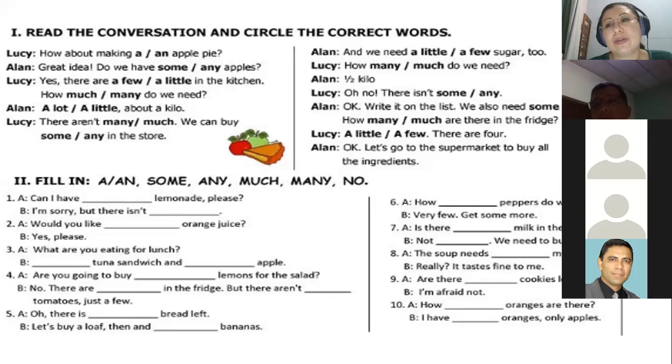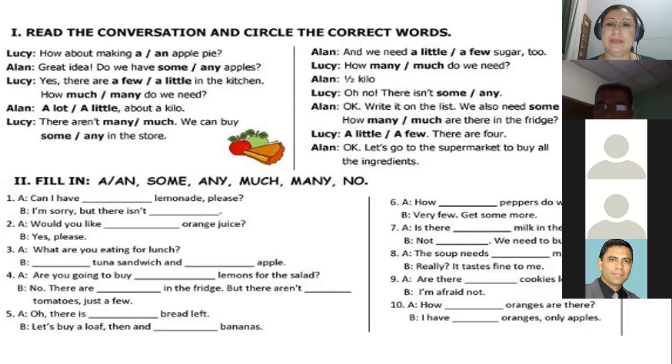How much? Because we are talking about sugar. It's an uncountable. Okay. How much do we need? Half kilo. Oh, no. There isn't some. There isn't any. Yes, it's a negative sentence. Okay. Okay. Write it on the list.